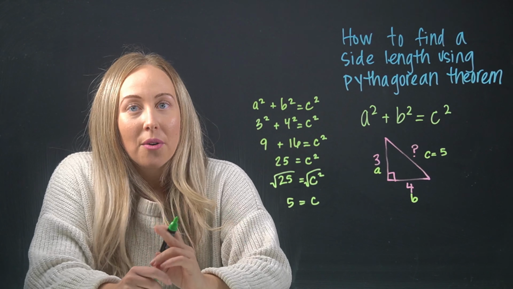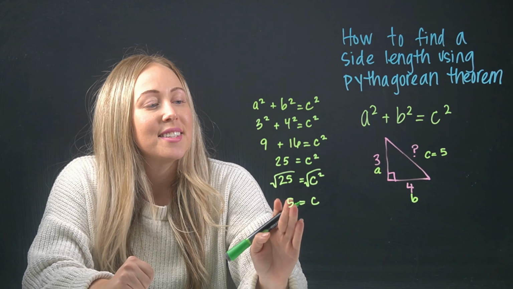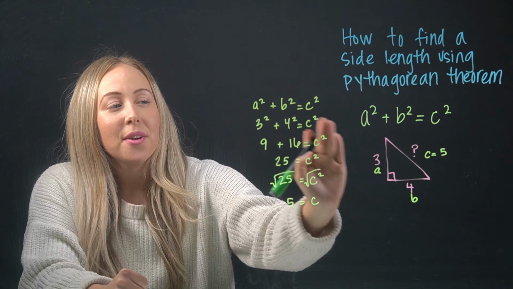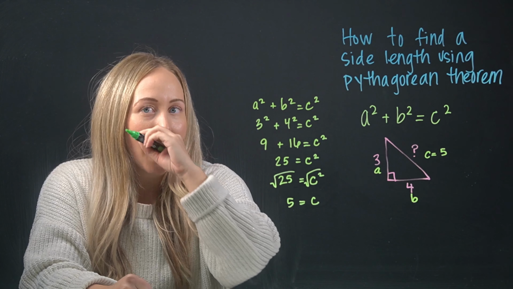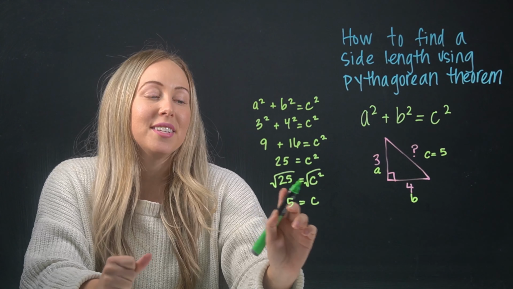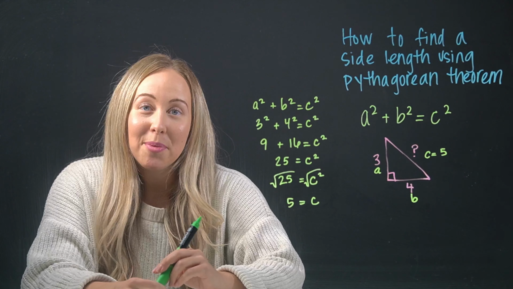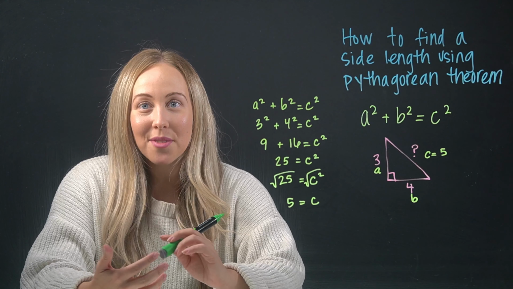So we know here that once we write out this formula, a squared plus b squared equals c squared, we plug in the numbers that we have. All we're going to do is square numbers, add them. We're going to take the square root. We can come up with c. So this is how you apply the Pythagorean Theorem to find the hypotenuse of a right triangle.